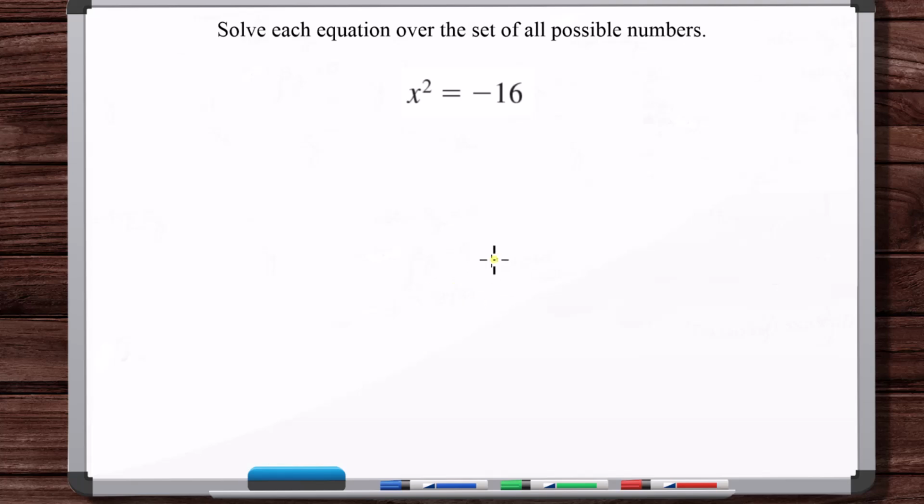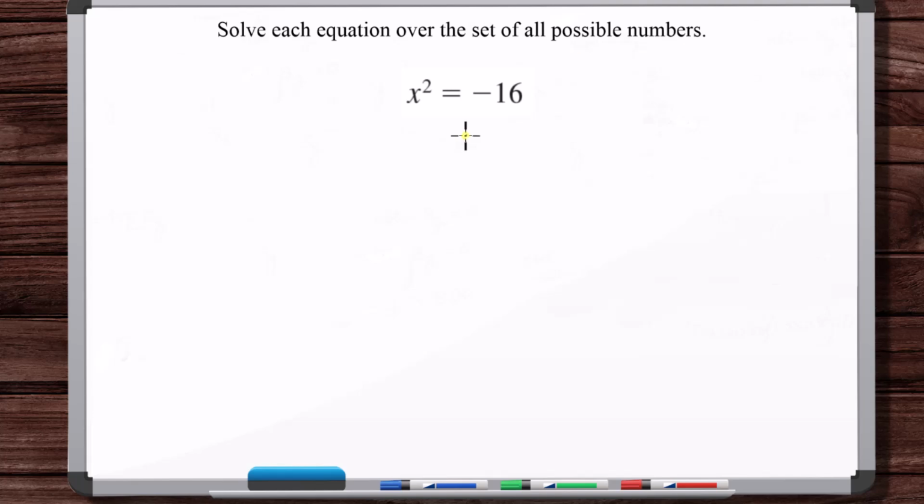In this video, we're going to solve quadratic equations that contain complex solutions. The question is that we want to solve each equation over the set of all possible numbers, which would mean we want to solve for any real numbers as well as any complex numbers.